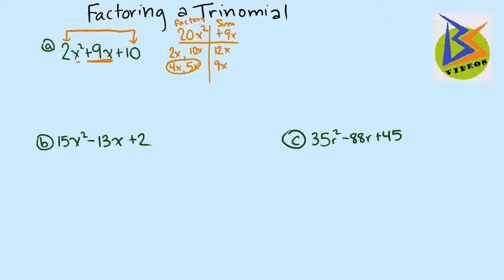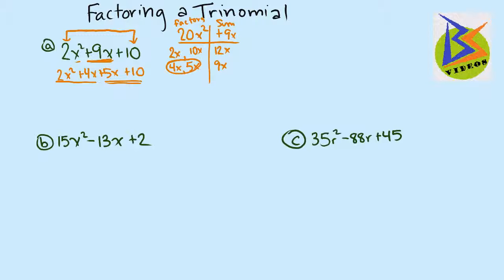So now what we need to do is replace our middle term, that 9x, with plus 4x plus 5x. And then we have that plus 10. So we're just replacing the 9x and splitting it apart. What this does is it gives us the ability to then factor by grouping. If you're not sure about how to do that, I have another video up that you can look at.